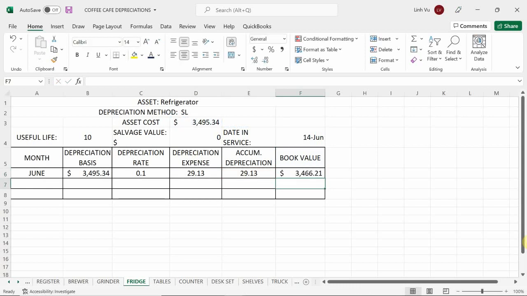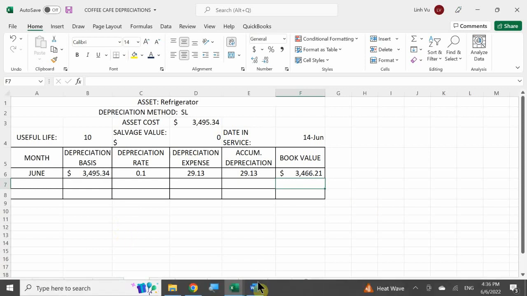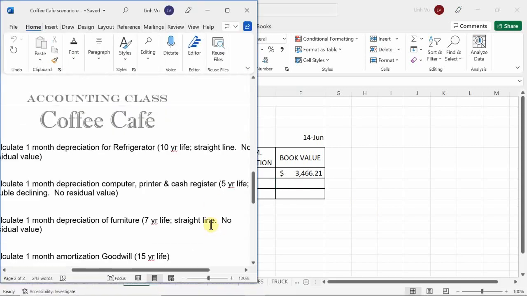Okay. $29.13. Right? So let's see what is next.